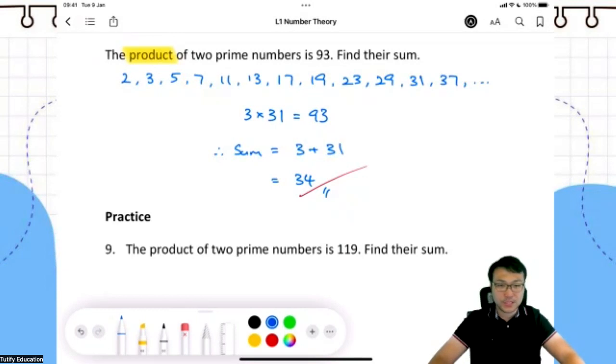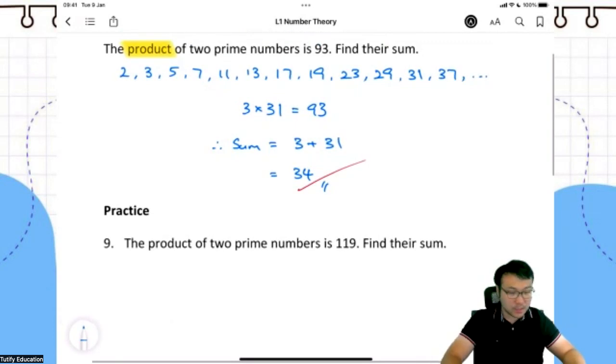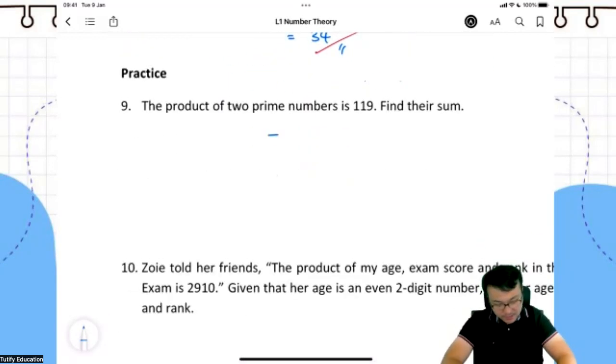Kate, which are the two numbers that when I multiply together will give me 119? Do you know? 7 times, 7 times 7 is 49. So you already got a 9 there. Okay, 7 times what? 17. Very good, Kate.